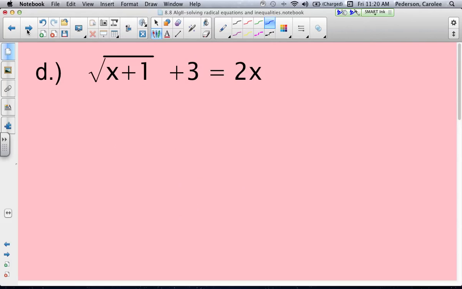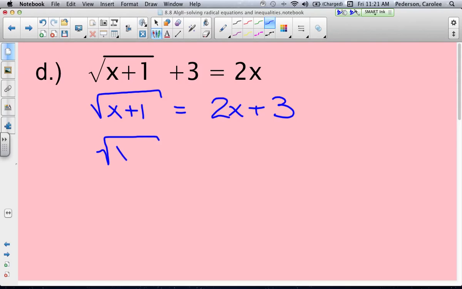Next one. Write this one down. It's a little bit different. You don't want to go ahead and square both sides quite yet because of that plus 3. So let's bring that plus 3 over to the right. Now we can go ahead and square both sides to cancel out the square root.